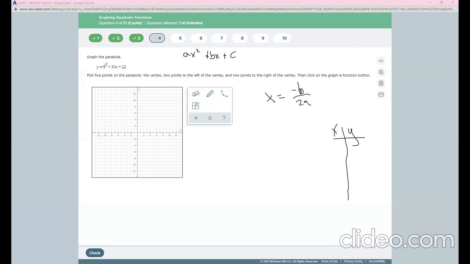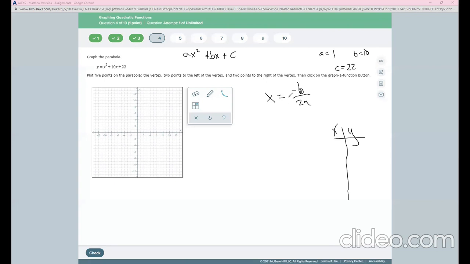So a in this case is 1. Because the x squared, I don't see a number in front, but there's always a 1 in front of a variable that doesn't have a number multiplied to it. So a is 1, b is 10. The number in front of the x that does not have the exponent is 10. And then c is 22. We're not going to need c for this one, but c is always the y-intercept. So it's nice to know. It's very quick to find. So c is the y-intercept if you wanted to know that.